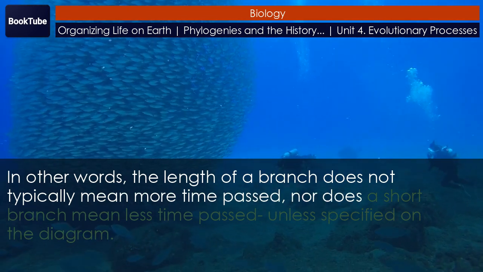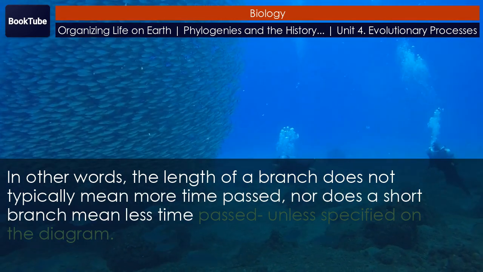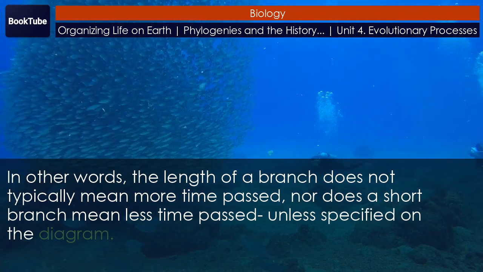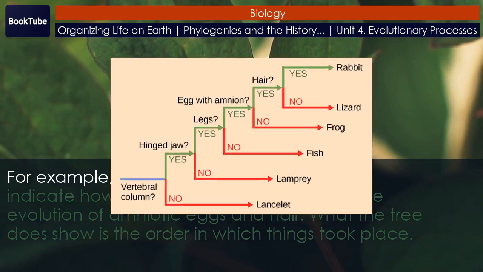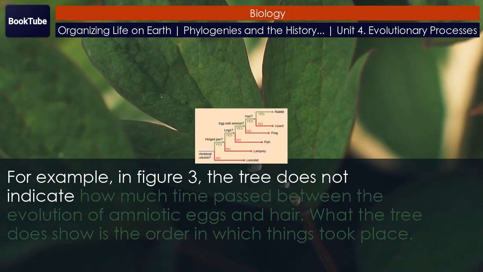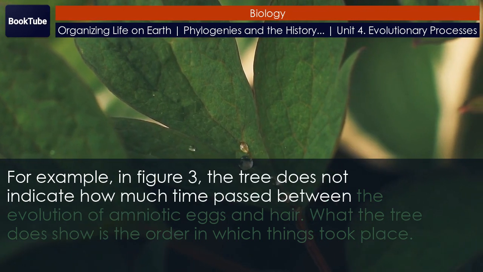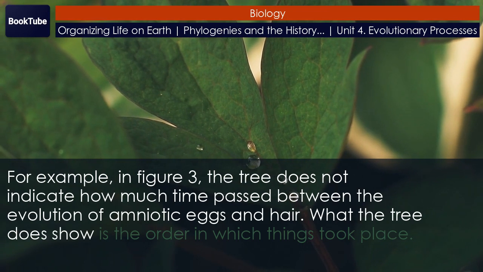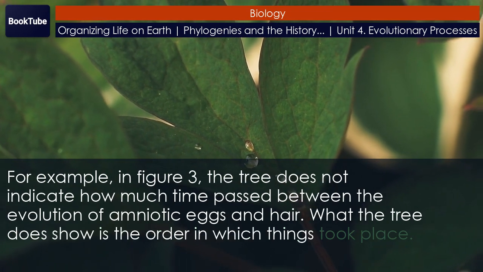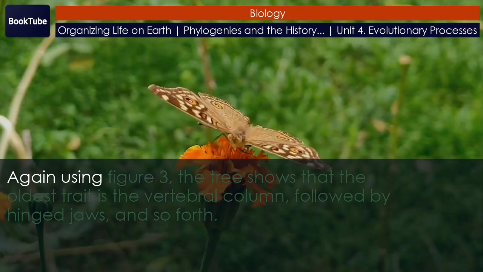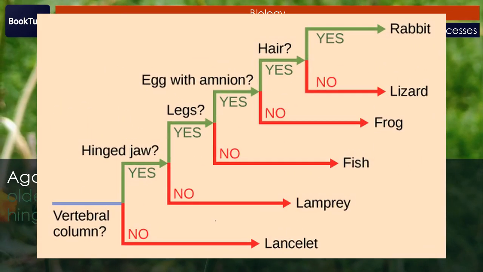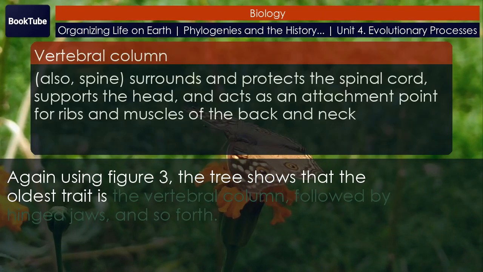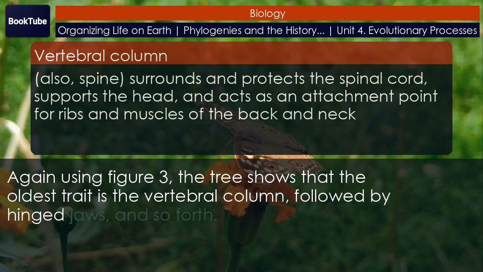Nor does a short branch mean less time passed unless specified on the diagram. For example, in Figure 3, the tree does not indicate how much time passed between the evolution of amniotic eggs and hair. What the tree does show is the order in which things took place. Again, using Figure 3, the tree shows that the oldest trait is the vertebral column, followed by hinged jaws, and so forth.